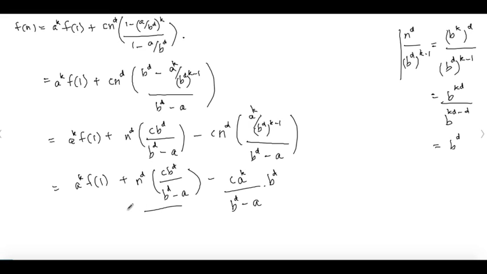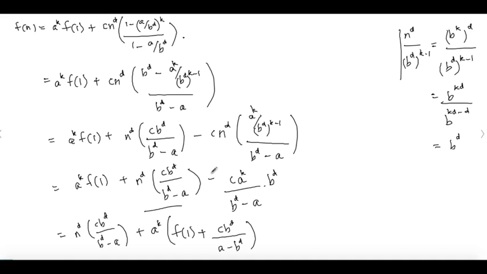Now I can separate this and separate the other two terms. So I can write it as nd times c b^d over b^d minus a plus a^k f(1) plus c b^d divided by a minus b^d. Now note that I've changed this minus to plus, but I have also changed the sign of this denominator to a minus b^d from b^d minus a. Okay, so this is my final form. Now our job is to check the complexity.